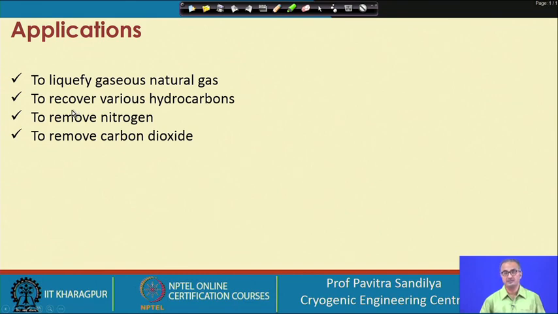Or we want to recover the various types of hydrocarbons other than methane, for example ethane, propane, butane, etc. We need these techniques, and you know that LPG, the liquefied petroleum gas which we use in our day-to-day life at home, consists of basically butane and propane. So those things also come from natural gas, and for their storage they also need this kind of low temperature technique and liquefaction. Then to remove nitrogen, as we have learnt already, to remove carbon dioxide, and also to remove helium, all these things need this.